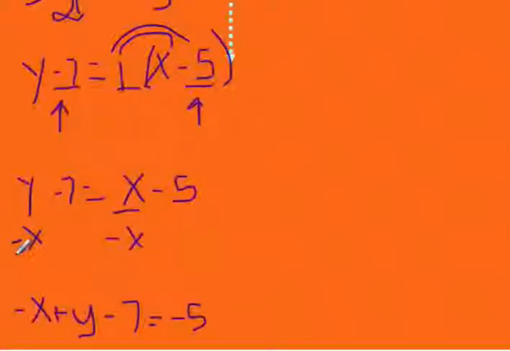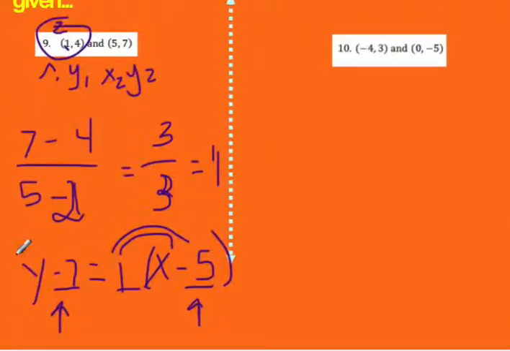Now let's take a look at number 10. So for number 10, we have negative 4, 3, and then 0, negative 5.